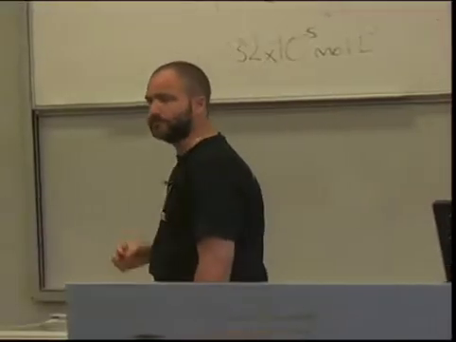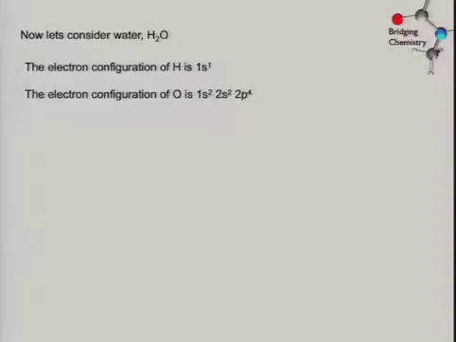Okay. Now, another one. Let's consider water, H2O. The electron configuration for the H is still 1s1, so we still know where we are with hydrogen. It's got 1 electron. The electron configuration of oxygen is 1s2, 2s2, 2p4. So that means that oxygen now has how many valence electrons? 6. The 2 in the 2s and the 4 in the 2p together make 6 valence electrons.